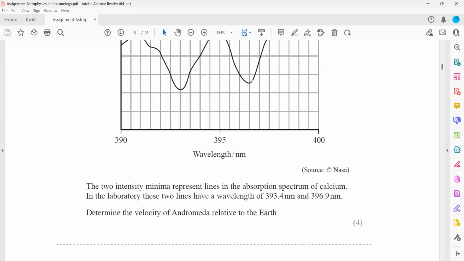You can also take the other line and compare it. The original is 396.9, and the observed one is 396.5. So you can say 396.9 minus 396.5, divided by 396.9, and you will get the same answer. It won't make a difference.